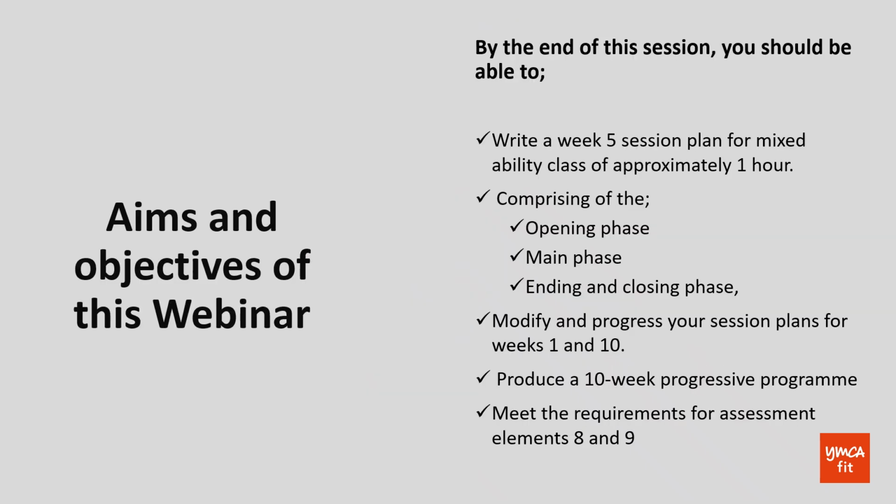You should be able to write a 5-week session plan for a mixed ability class of approximately 1 hour. This is the class that you will be planning and practicing teaching on your course, a mixed ability Hatha Yoga class, and it comprises 3 main elements. Again, you'll go through these on course with your tutor. It comprises the opening phase, the main phase, and the ending and closing phase.